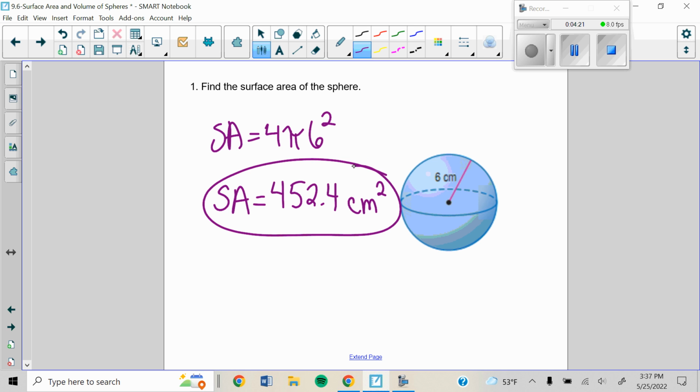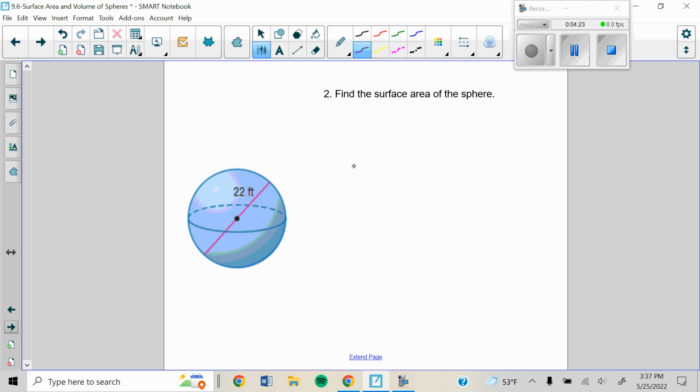So spheres are nice because they only really have radius or diameter. They don't have height and slant height. We won't be using right triangles, I don't think, to find any of these.